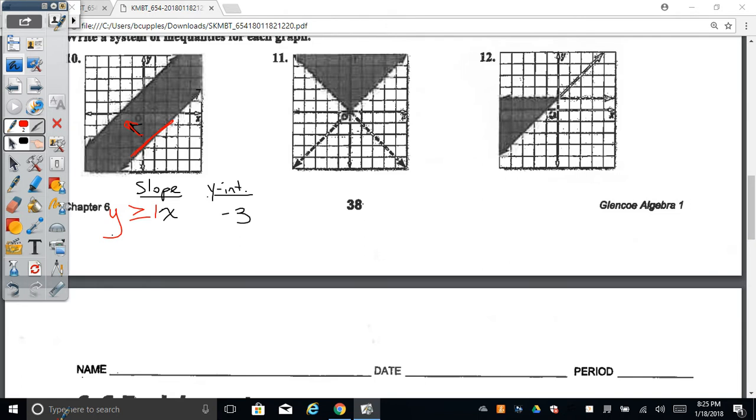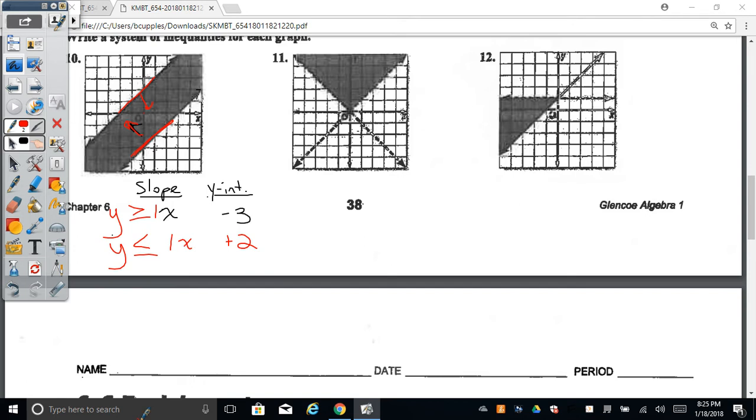If I look at the other equation, I can tell it's a solid line and it's shaded below. So this is going to be less than or equal to. Now the y-intercept here, if I count this, is up 2. And it has a slope of up 1 over 1, just like the previous one. So you can go ahead and do this, or just x plus 2. Okay?